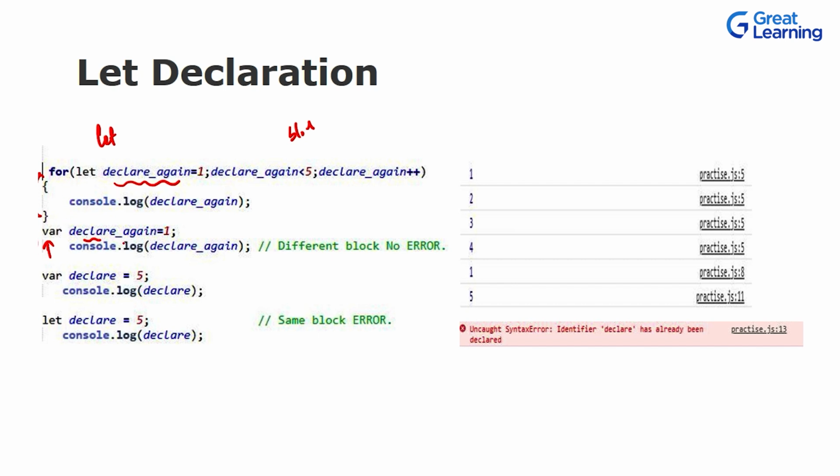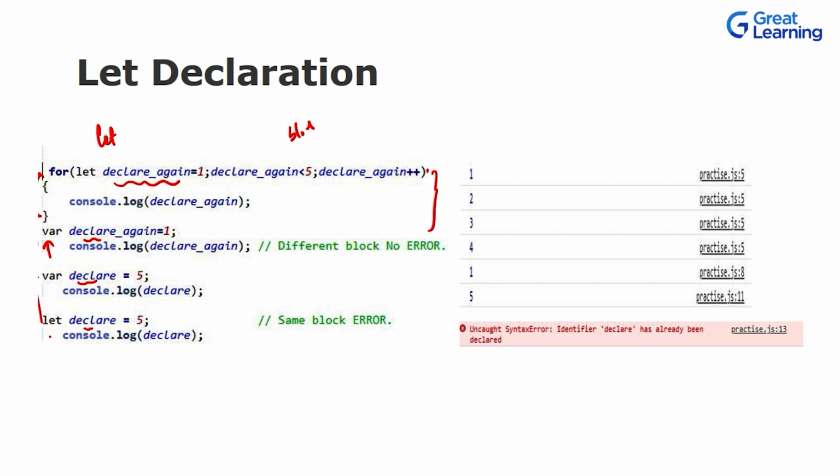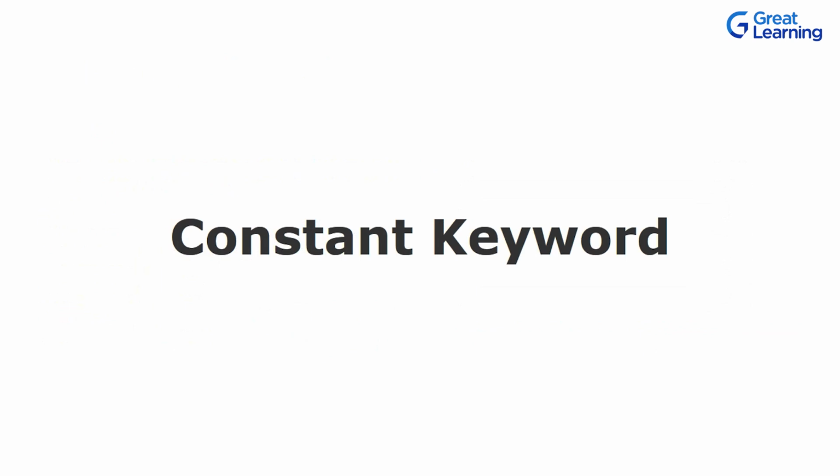So since they are in different blocks, there is no error, and we can declare these two variables with the same name but in different blocks. But if we define these variables in the same block, we have this declare over here, which is defined with the let keyword, and this is defined with the var keyword. Since these are in the same block, this will throw an error. It will say that the identifier declare has already been defined, because it was already defined with the var keyword. Now let's talk about the constant keyword.